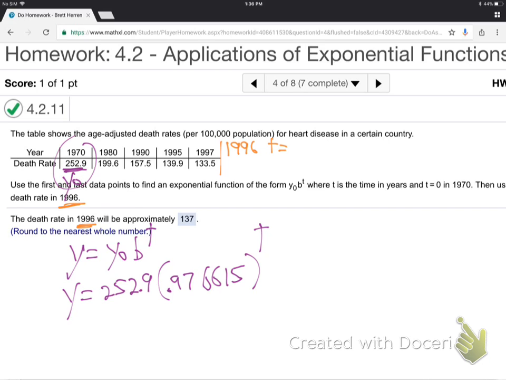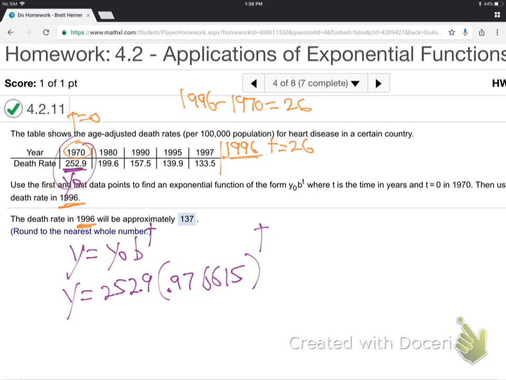Good job. Exactly, because remember they said time 0 is 1970. So 96 is how many years after 1970? 26 years after. You take 1996, subtract 1970, you get 26 years later. So the time of everything in this problem is always relative to 1970. 1970 is the start of this problem. So if they're asking me about 96, that's 26 years later.